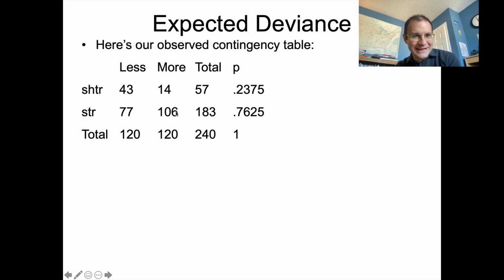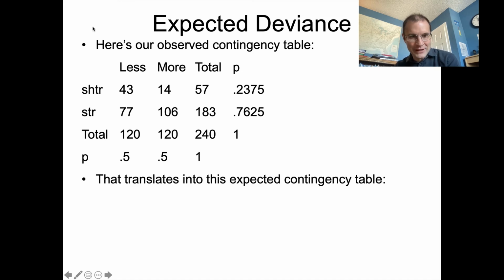Actually, I'm misspeaking. Sorry, it's not 43 divided by 120. It's 57 divided by 240. I'm looking at the total values here because what we want to generate are the expected values for these four numbers, so we don't take them as givens. We take these total numbers as givens, and that's why at the bottom here we have p-values of 0.5 for both the less and the more numbers, because those were evenly split by design. So 120 divided by 240 is 0.5. 183 divided by 240 is 0.7625. Sorry about that. It's a funny kind of day.